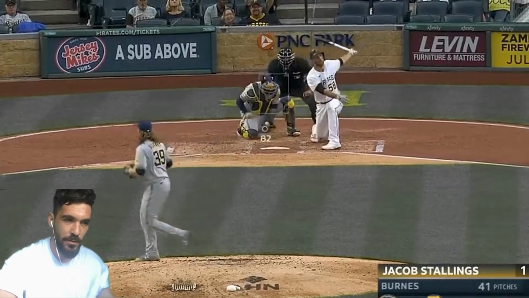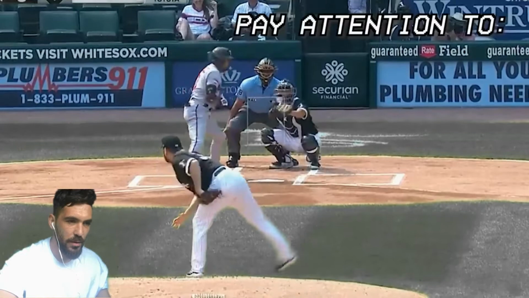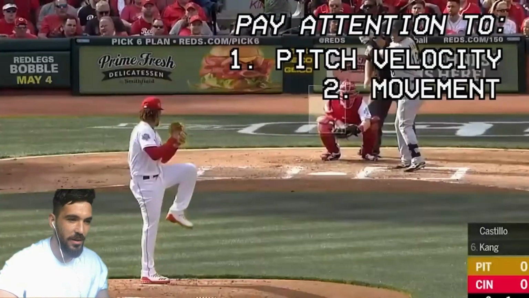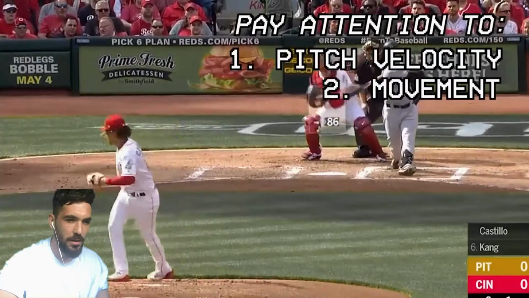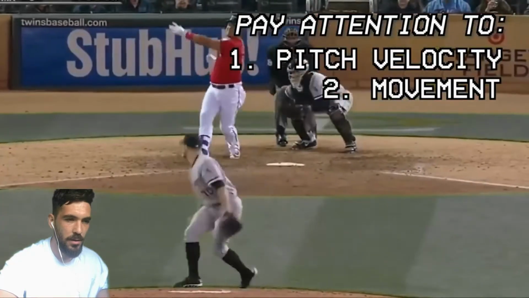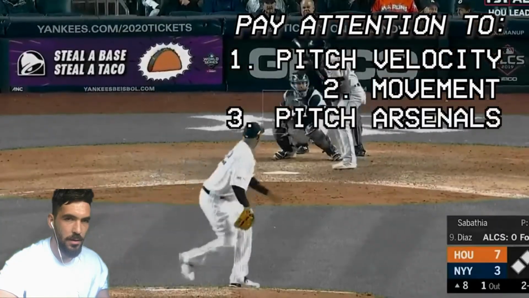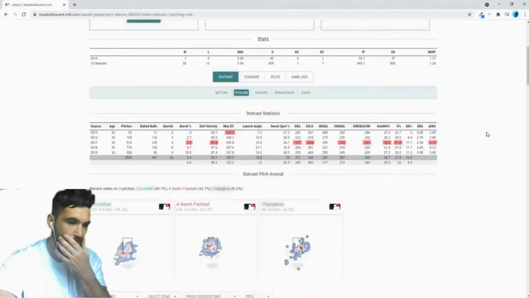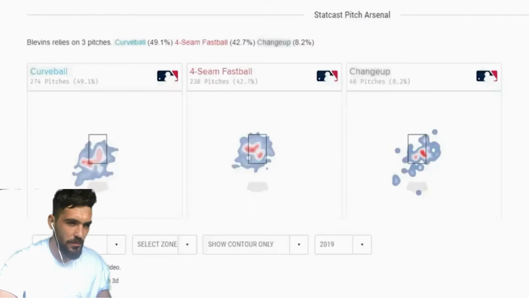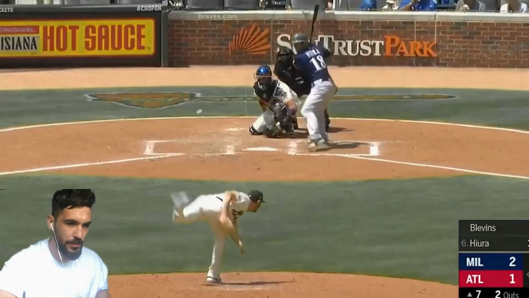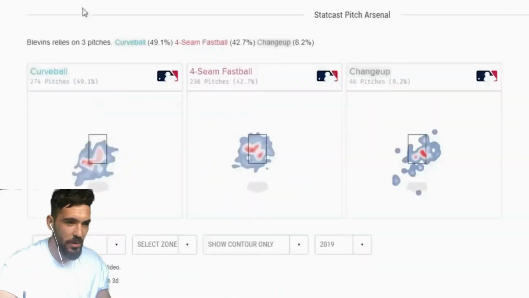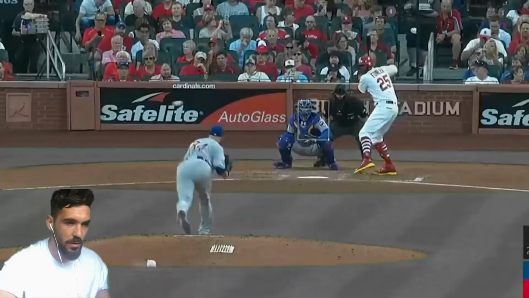In general, the three things that you're looking at are, number one, the velocity of each pitch, number two, the movement of each pitch, and number three, and this is kind of a bonus, the pitch arsenal of each individual pitcher. If you go to Baseball Savant, you can look up the various pitches that each pitcher throws. For example, if you know that a pitcher throws a curveball, that narrows it down for you pretty nicely. All right, let's get started.